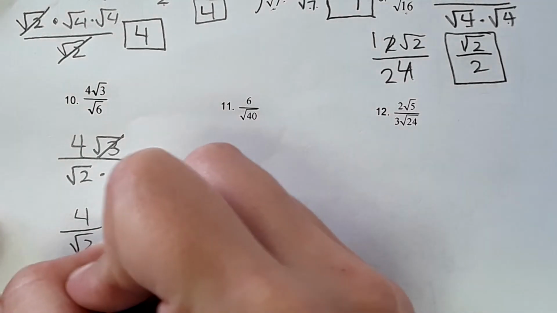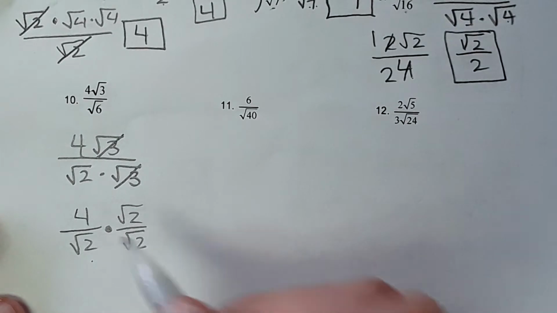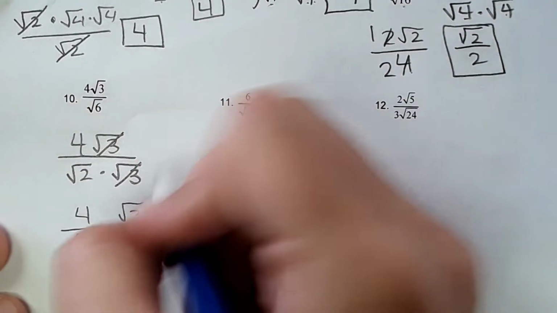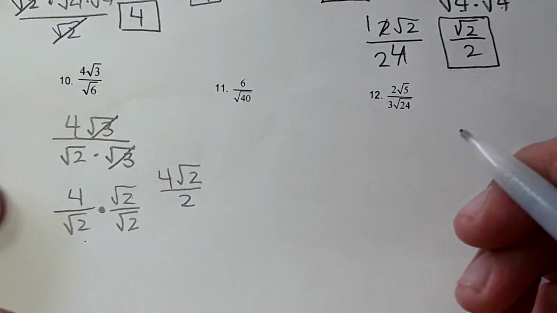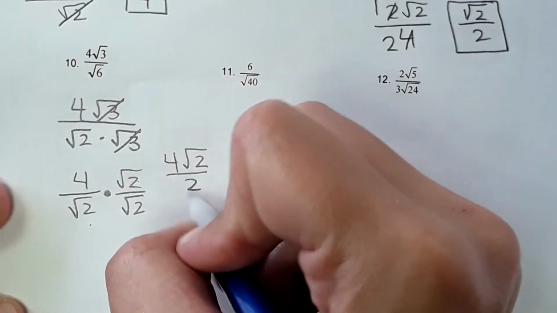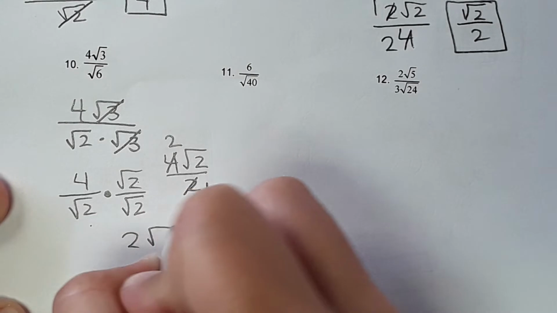So we multiply by square root of 2 over 2. Multiplying by 1, but that gets rid of the square root in the denominator. Then we get 4 square root of 2 over 2. Simplify the 4 and the 2 divided by 2 to get 1 and 2. And the answer is 2 square root of 2.